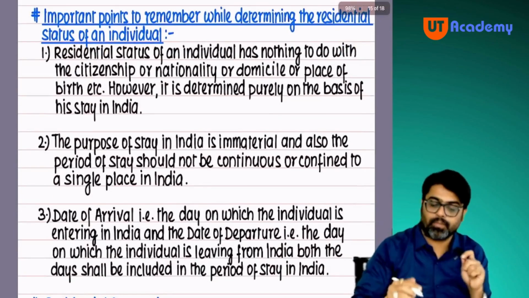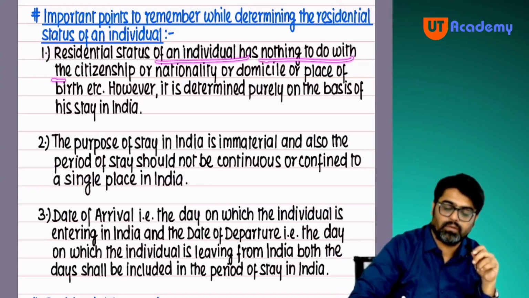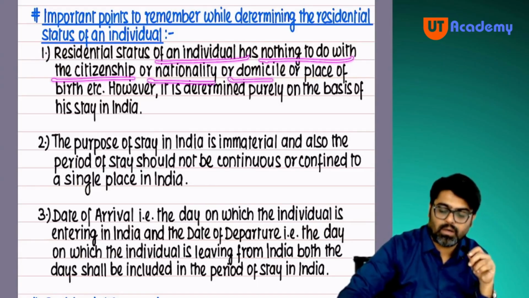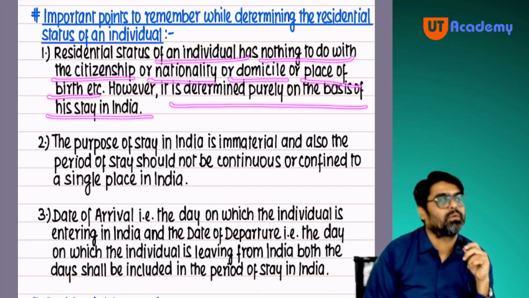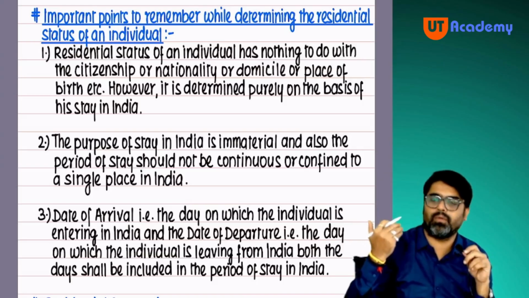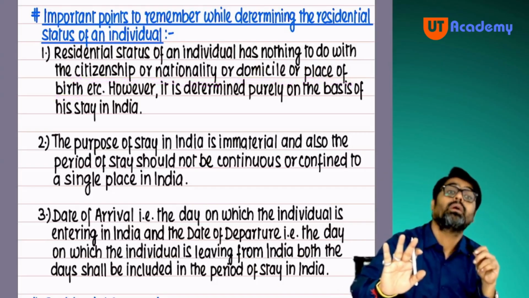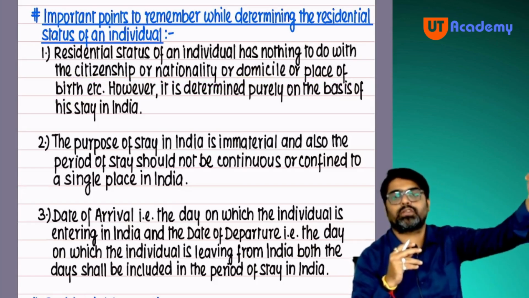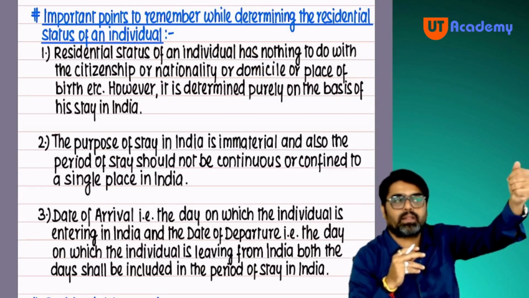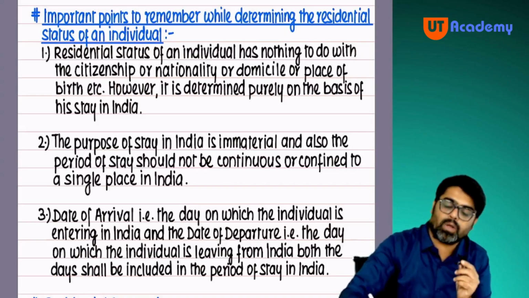Done? Now important points. Point number 1, residential status of an individual has nothing to do with citizenship or place of birth, however it is determined purely on the basis of stay. We don't know where you are, what is your citizenship, what is your nationality, what is your domicile, what is your place of birth. Are you an individual? Your nationality is irrelevant. Your citizenship is irrelevant. Your place of birth is irrelevant. Your domicile is irrelevant. Your residential status will be determined purely on the basis of stay.